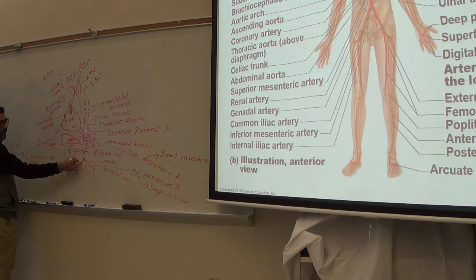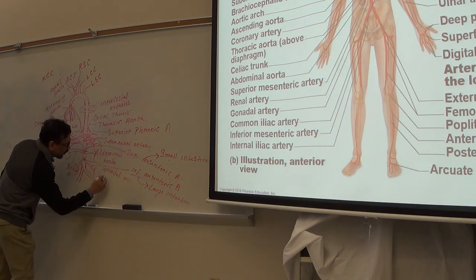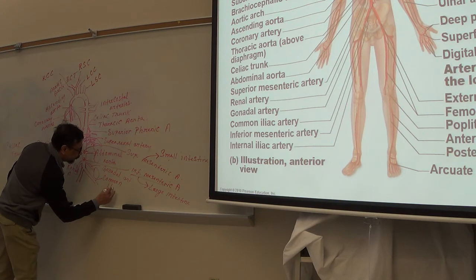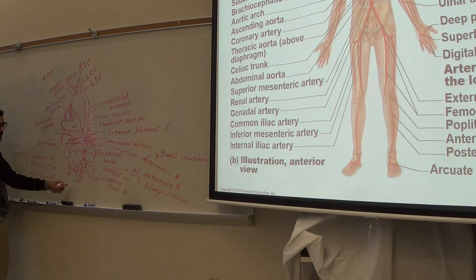Okay, so now the lower end of the abdominal aorta divides into two. These are called common iliac arteries. So how many common iliac?